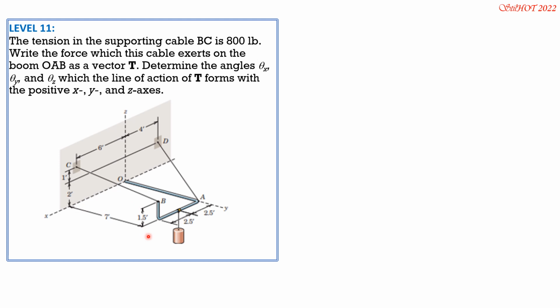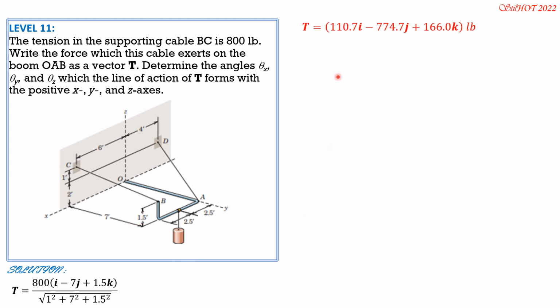So therefore, tension is 800, quantity i minus 7j plus 1.5k over square root of 1 square plus 7 square plus 1.5 square. Again, 1i is 6 minus 5. Negative 7 is 0 minus 7. And 1.5 is 3 minus 1.5. So tension is 110.7i minus 774.7j plus 166.0k.